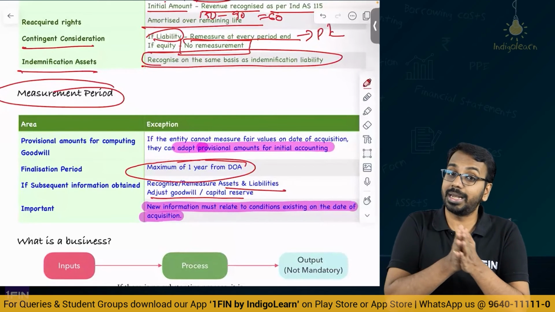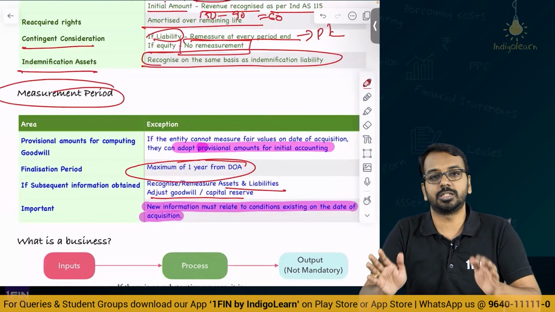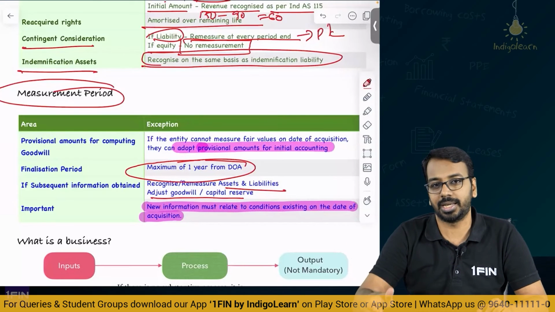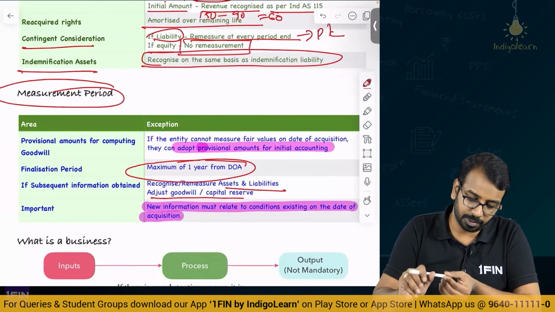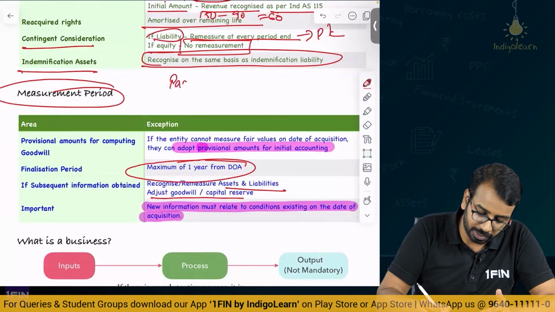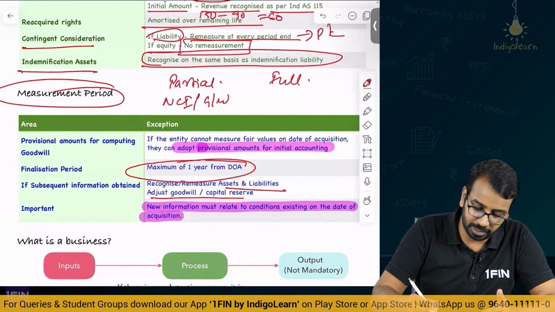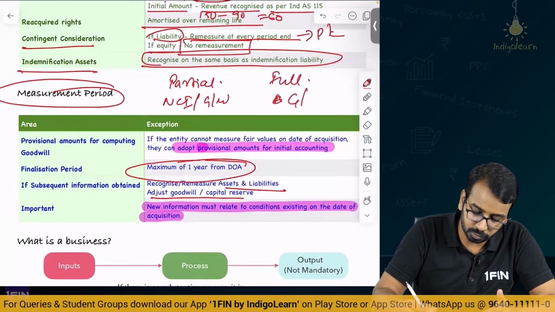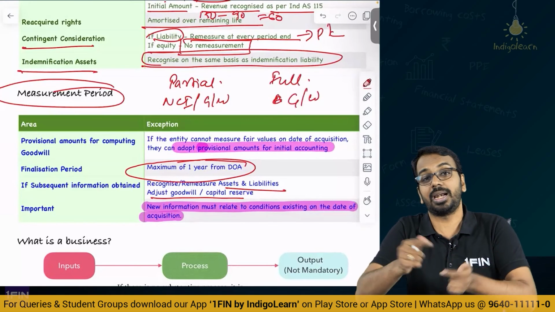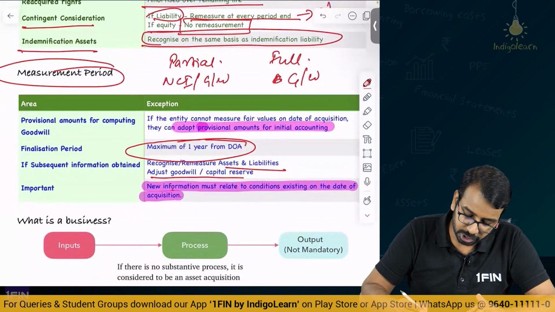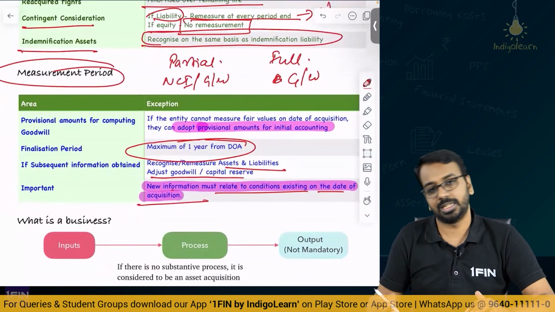Now, if the NCI is already at fair value, then you will not do that adjustment as far as the NCI is concerned. In that case, the entire amount will be adjusted against goodwill. So, what you have to keep in mind, if it is partial goodwill, you will adjust both NCI and goodwill. If it is full goodwill, then you will adjust only the goodwill component, because NCI is already at fair value. Okay, so that is one thing you have to keep in mind. Then new information must relate to conditions existing on the date of acquisition.